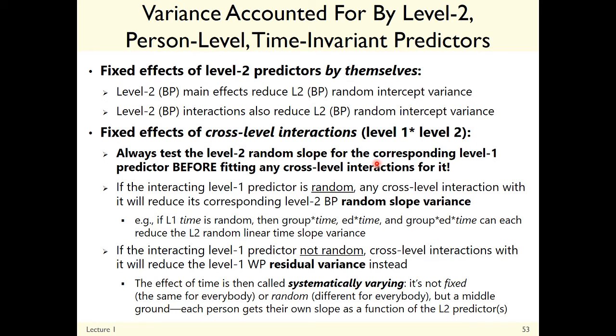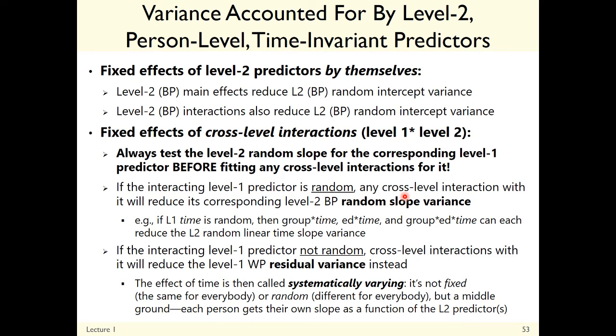The reason is because when you put an interaction term like this in the model, its purpose is to explain level 2 variance in this level 1 effect. So if I put group by time in the model, what it's trying to do is say why the time slope has a random variance. Why is it that people change differently? Well, part of it's because of what group they're in. So that's the variance term that this type of cross-level interaction is supposed to be targeting.